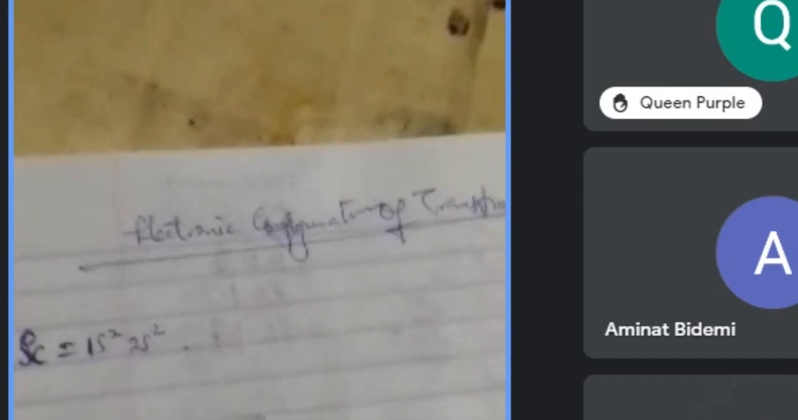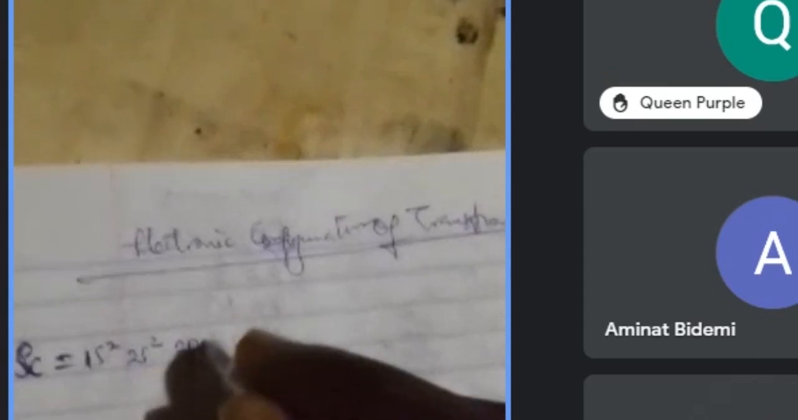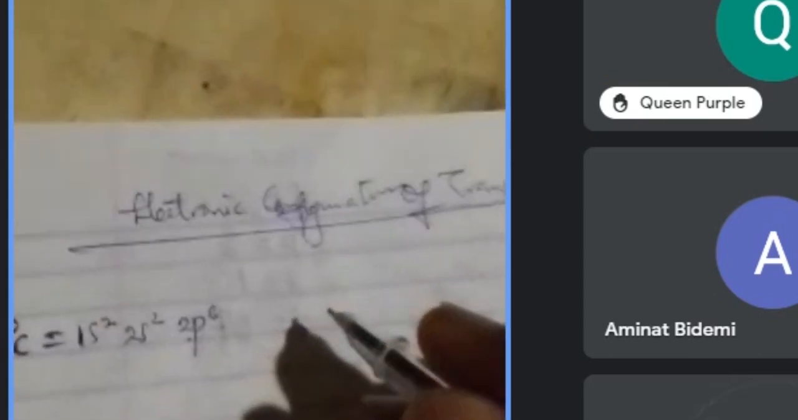Let's say 1s2, 2s2. So we know 2px2, 2py2, and 2pz2, three of them. We are still going to continue, so let's just take it as 2p6. We really don't have much time. Then 3s2. Did we agree with what we're doing now? Hope I'm not confusing people.